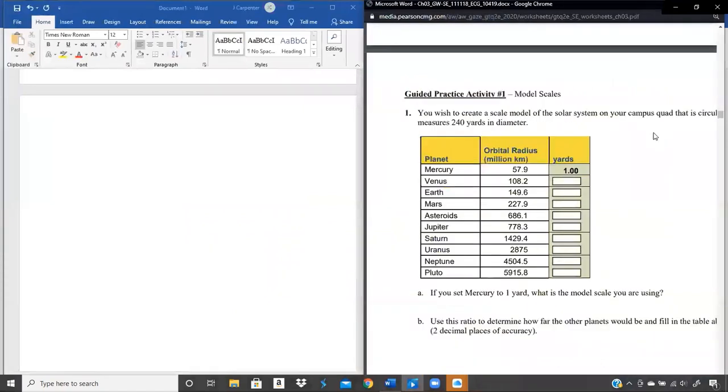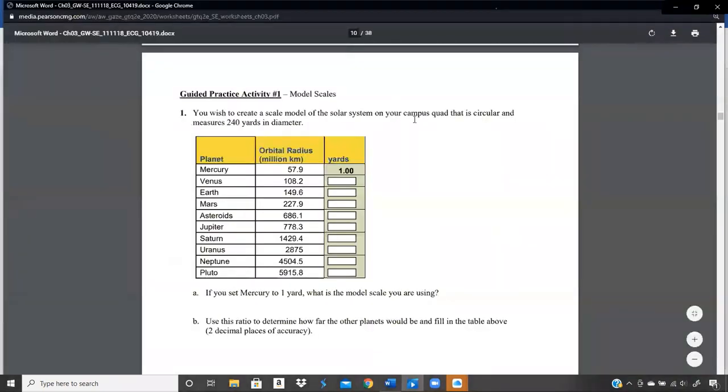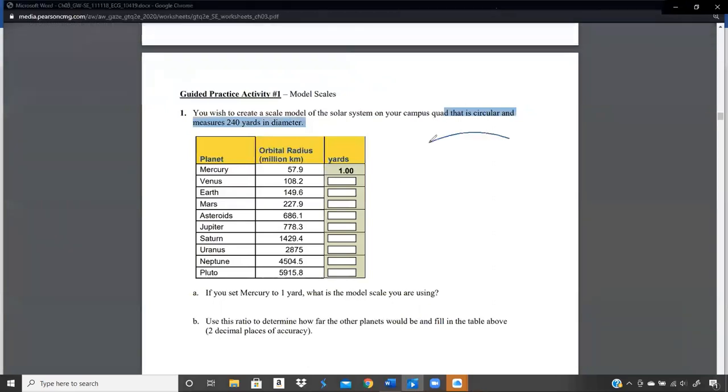You wish to create a scale model of the solar system. Let's maximize it for now. On your campus quad, when you're allowed to go. Well, you can still go there. You just don't go in the buildings that much. That is circular and measures 240 yards in diameter. So what they're saying here is you've got a quad that is circular. It's not too often that quads are circular, but that's okay.